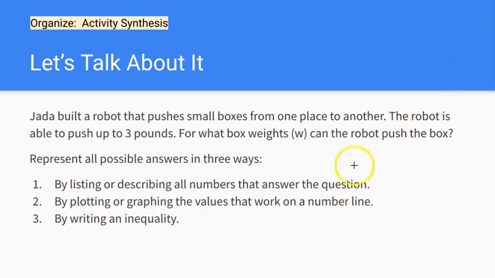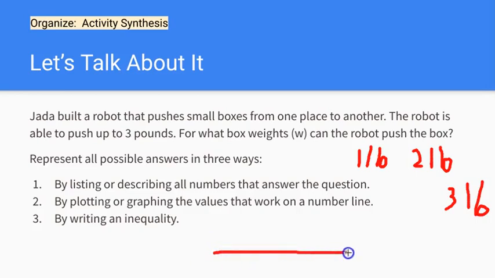Anything up to 3 pounds, right? So it could be 1 pound, could be 2 pounds. Obviously, we could put any sort of decimal with that, but 3 is the max, right? And it would be positive numbers here because we're talking about something that's actually pushing. You wouldn't have a negative weight when you're talking about an established item. So 1 pound, 2 pounds, 3 pounds, any of those would work.